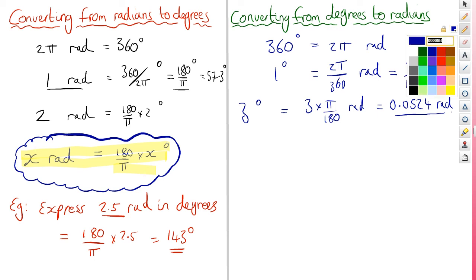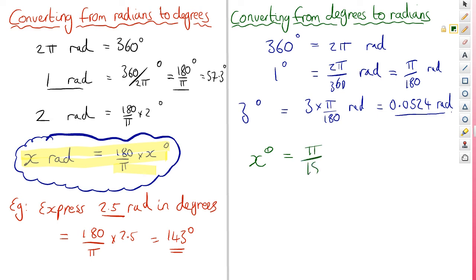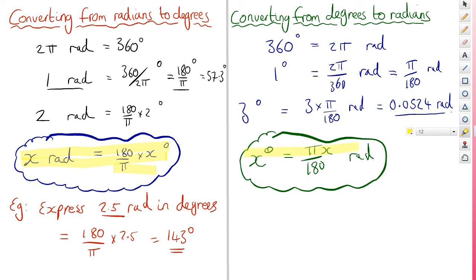And so then we can figure out a conversion equation by saying, we know the conversion factor is pi over 180, so x degrees is going to be pi over 180 times x radians. And so we've got another useful formula to convert the other way. Let's just do a quick example for that one. Express 35 degrees in radians.